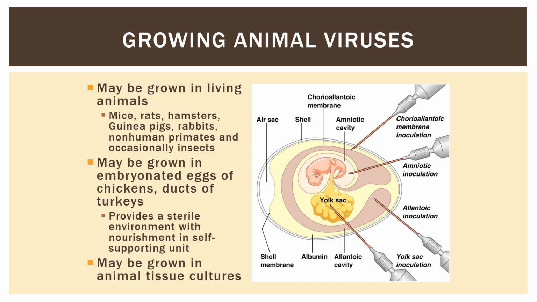Provirus, or animal viruses, can be grown in 3 different ways. The first is in living animals, which sounds really inhumane, infecting a living animal such as a mouse, a rat, a hamster, guinea pig, rabbits, non-human primates, and occasionally insects with a virus. That is an option. Or growing a virus in animal tissue cultures, not dissimilar to that in vitro option with plants. And then that middle option there, you can also grow an animal virus in an embryonated egg, such as of chickens, ducks, and turkeys.